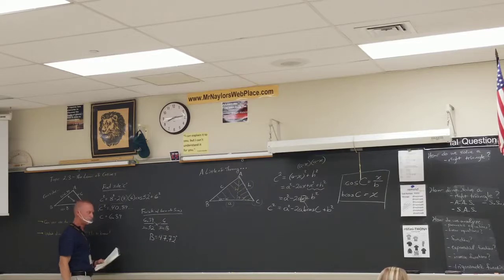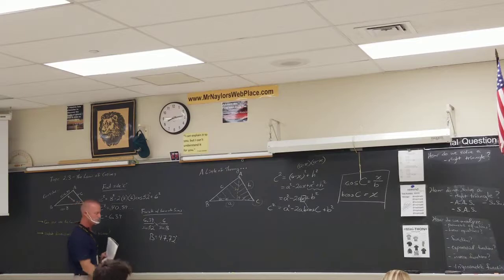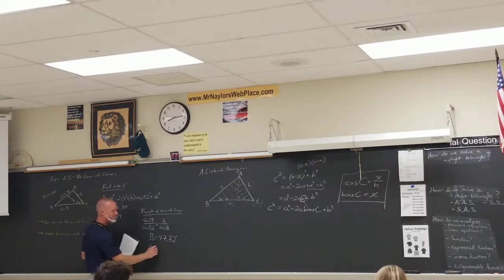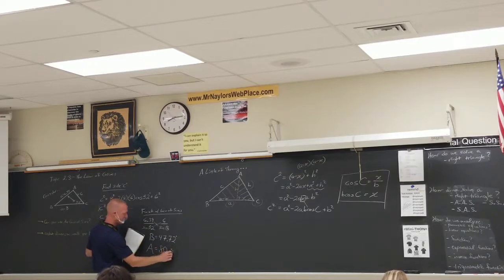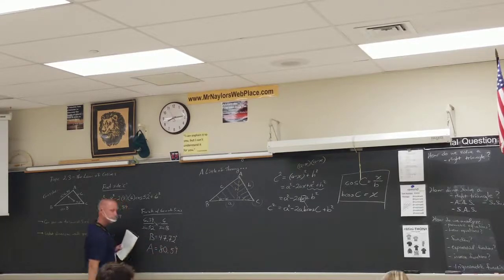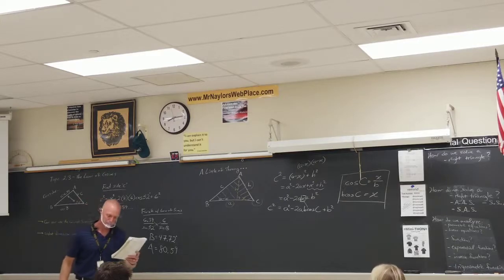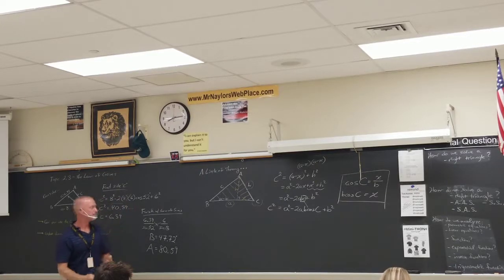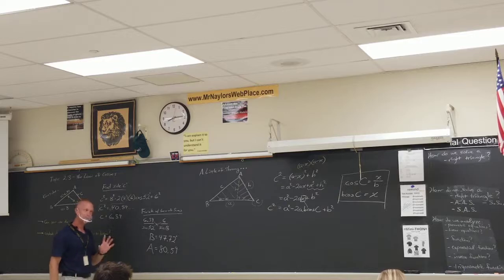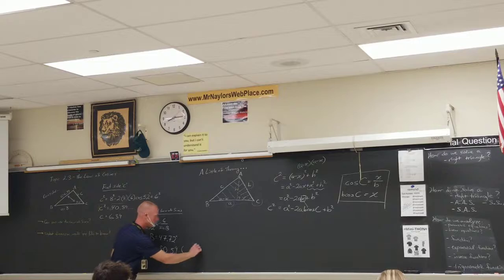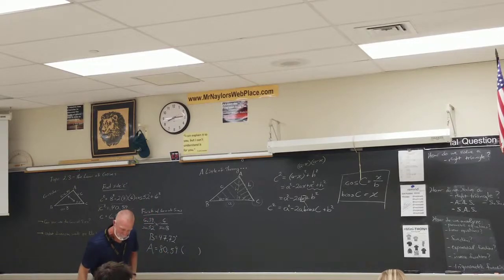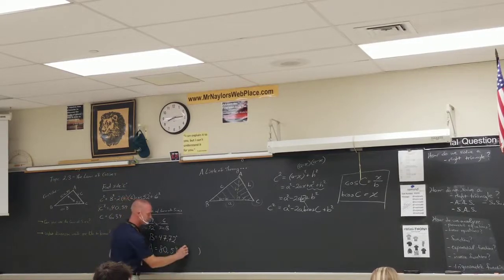So if you found angle B first, you would get right around 47.72, and then you can subtract from 180, and you can get right around 80.59. Now, if you found angle A first, and this is going to happen, you'll find out that your decimal differs by a couple tenths. If you found angle A first, you might be looking at about 80.28, but feel free to correct me.